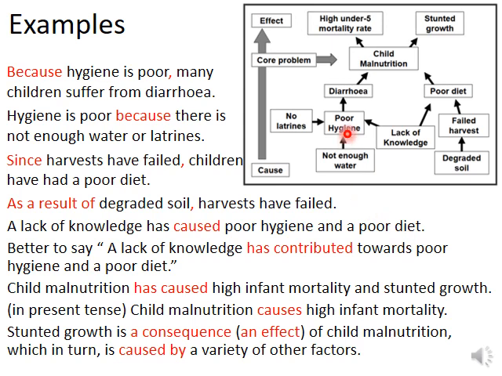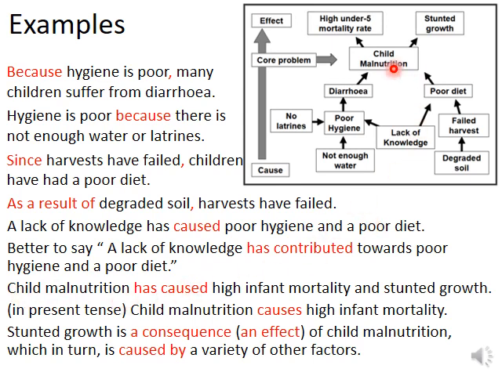Because poor hygiene and poor diet, here they are, are actually caused by a number of different factors. Failed harvest, lack of knowledge, not enough water, and no latrines. So if we say a lack of knowledge has caused poor hygiene and a poor diet, it is partly true. But a lack of knowledge is only one of the factors contributing towards poor hygiene and poor diet, which is why it is better to say a lack of knowledge has contributed towards poor hygiene and poor diet. I hope that makes sense.